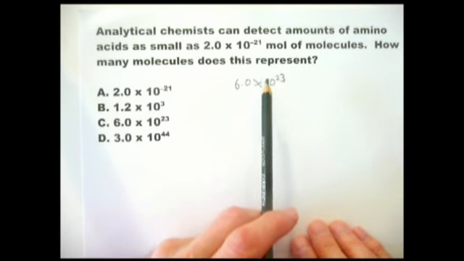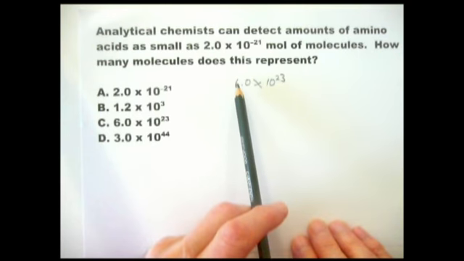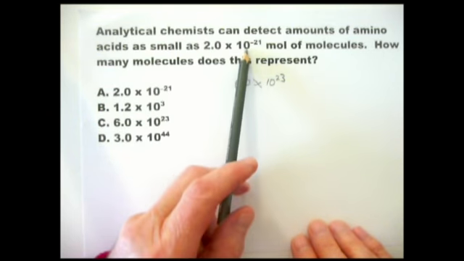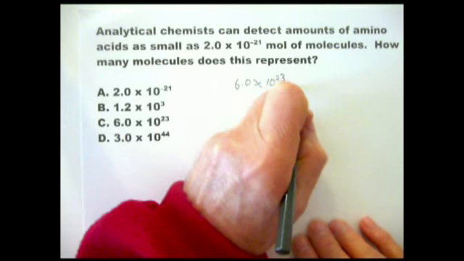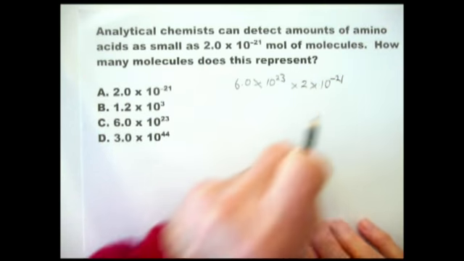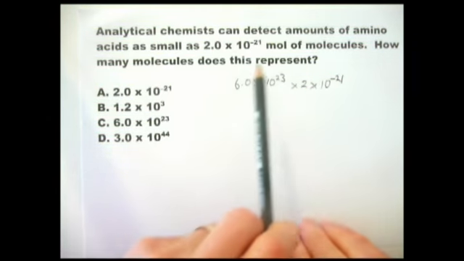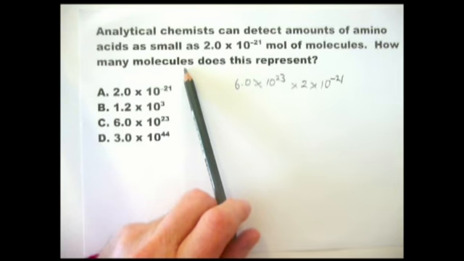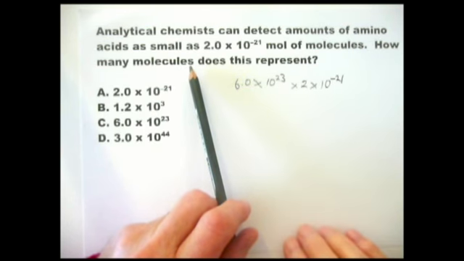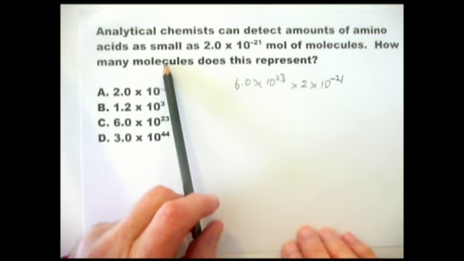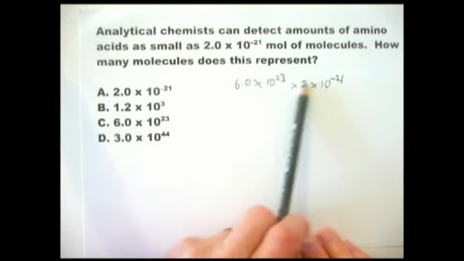I'll do the calculation first. We start off with the basic number 6.0 times 10 to the 23. We multiply it by the fraction of the mole, which is times 2 times 10 to the minus 21. And then we look at the rest of it. They're not asking you for any parts of a molecule, atoms in the molecule or anything. They're asking you for the total molecules. How many molecules does this represent? So that is the answer.